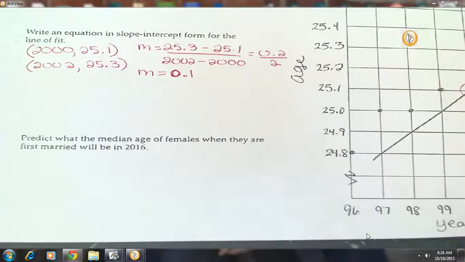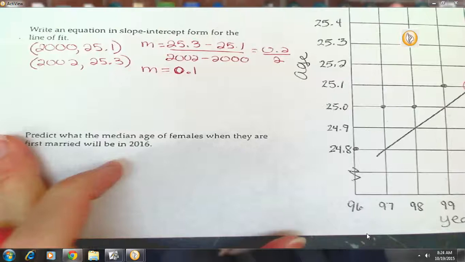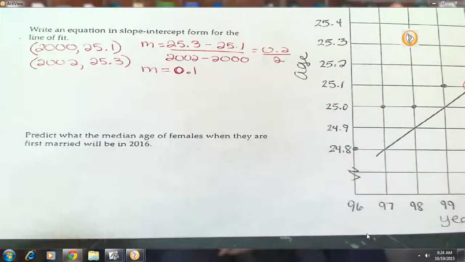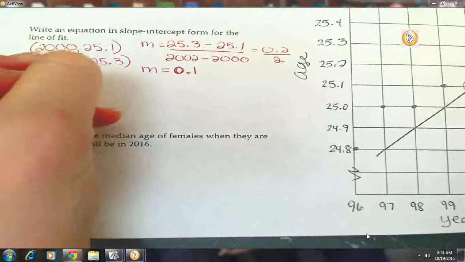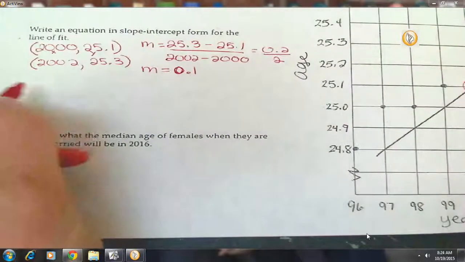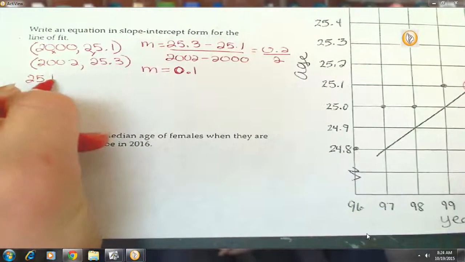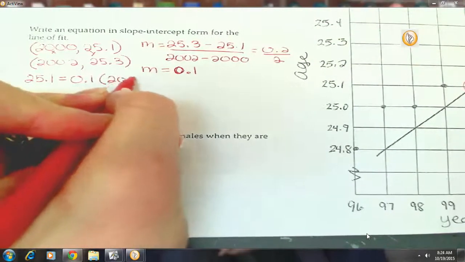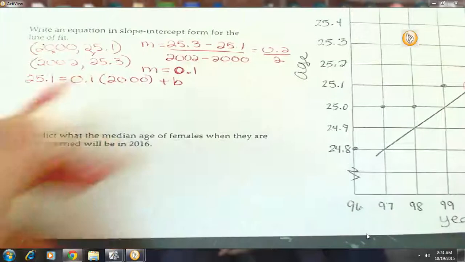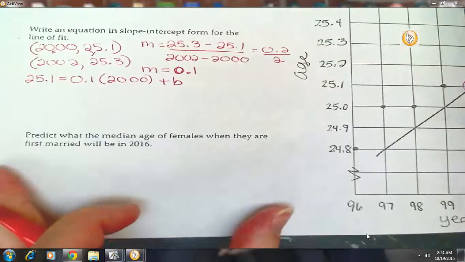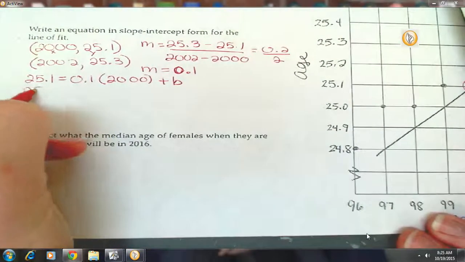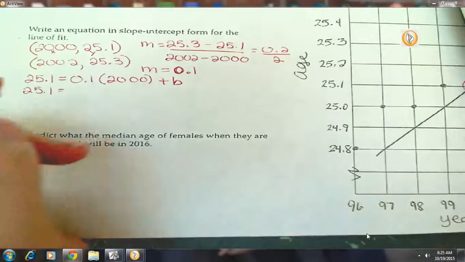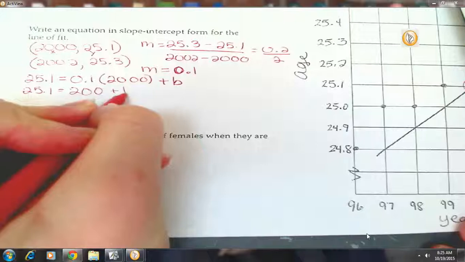Now we need to find our y-intercept using one of our ordered pairs. I can't just look at my graph and find my y-intercept because we have a break here in the graph. So pick one of your ordered pairs, doesn't matter which one. I'm going to use the first ordered pair. So I have 25.1 equals 0.1 times 2000 plus b. 25.1 equals 0.1 times 2000 is 200 plus b.